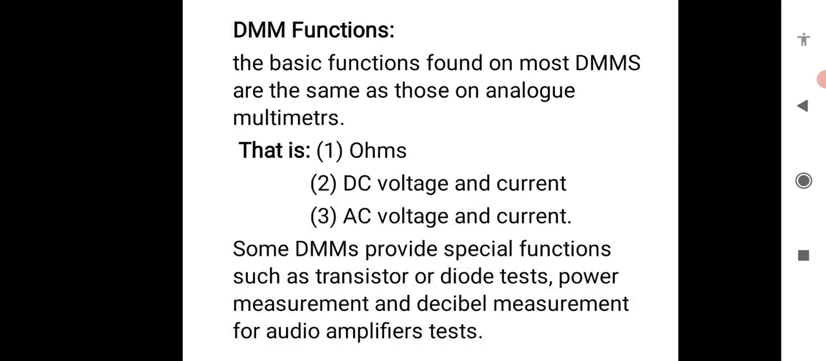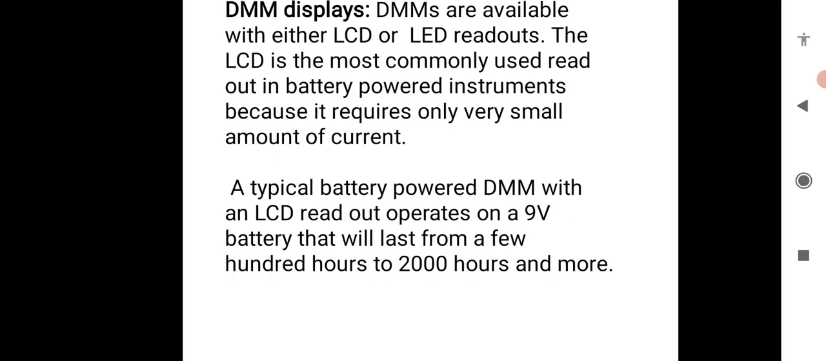Then DMM functions. The basic functions found on most digital multimeters are the same as those on analog multimeters: ohms, DC voltage and current, AC voltage and current. Some digital multimeters provide special functions such as transistor and diode test, power measurement, and decibel measurement for audio amplifier tests. And displays of digital multimeters.